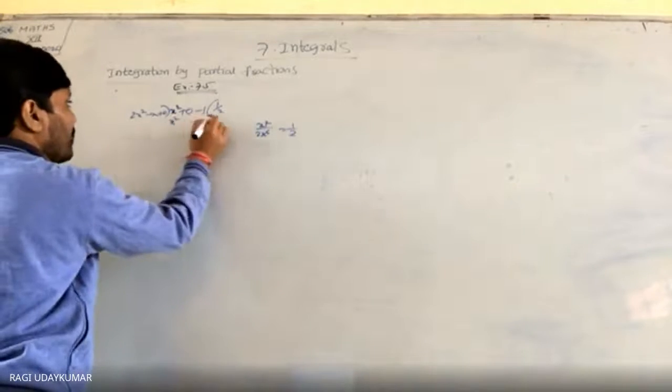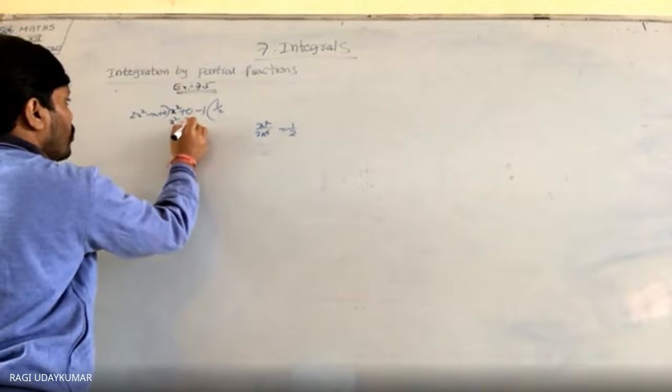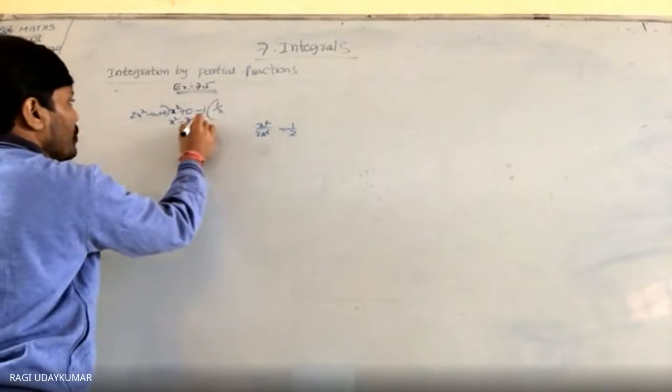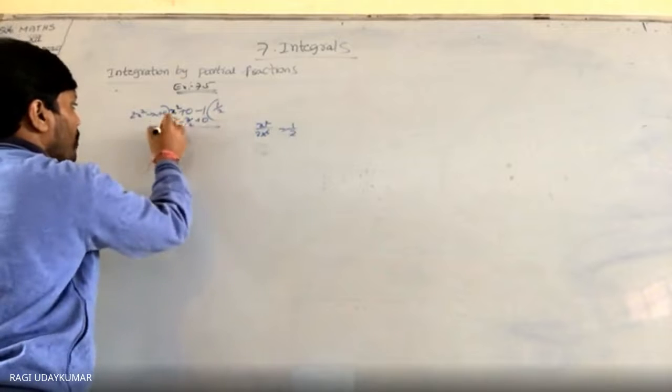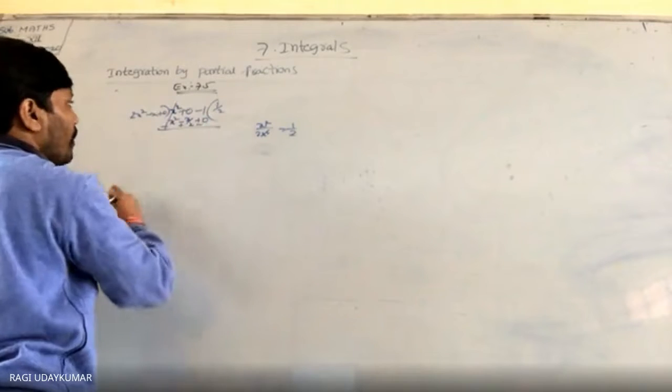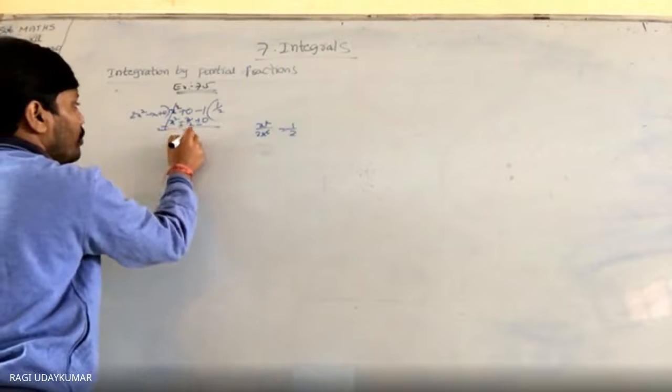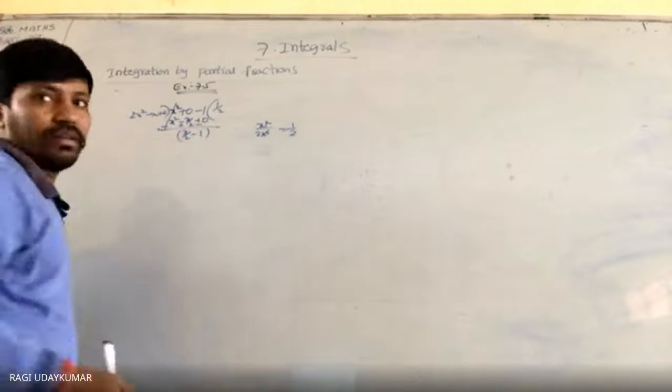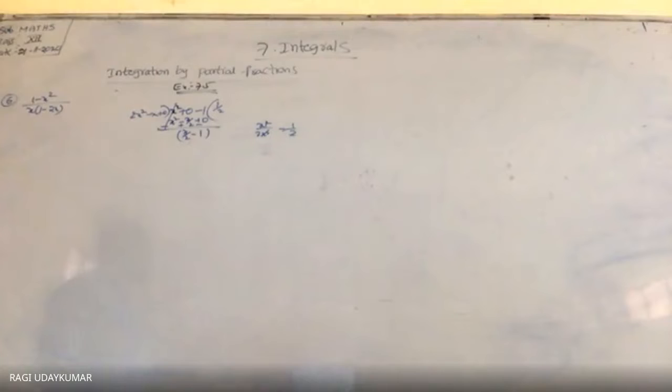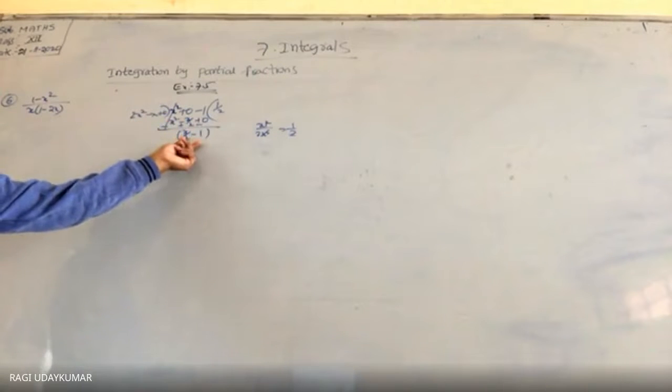2x square minus x by 2. ये constant 0 से multiply कर 0 हो जाएगा. So ये दोनों minus, ये plus minus. So what do you get here? X by 2 minus 1. So now you can write this one as this divided by this one.